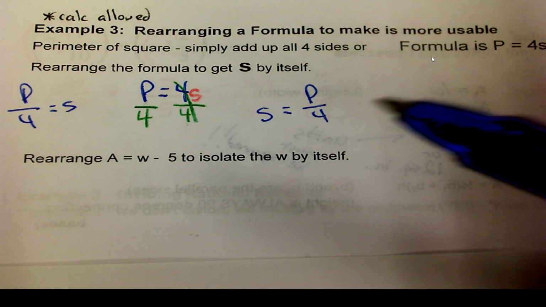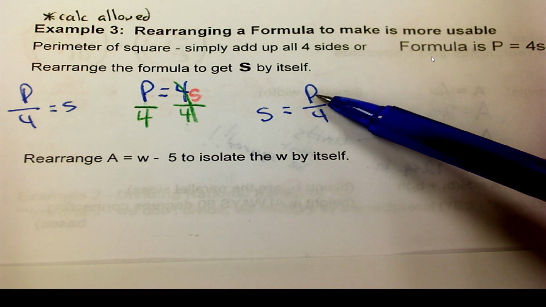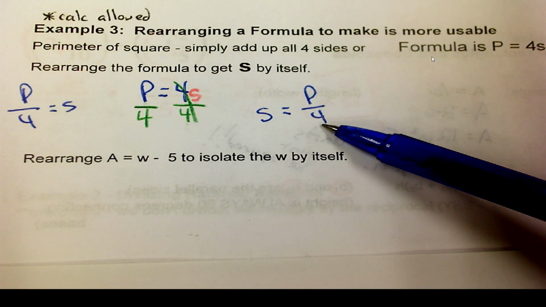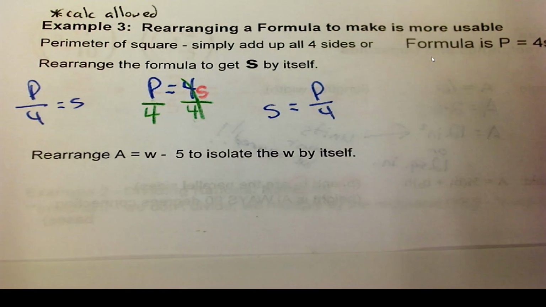So now if I'm like, hey, I have the perimeter of a square, can you get me how long each side is? Well, yeah, just take the perimeter and what? Divide it by 4. And it makes sense.